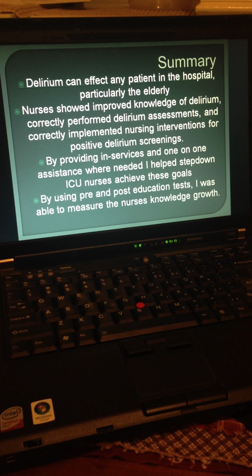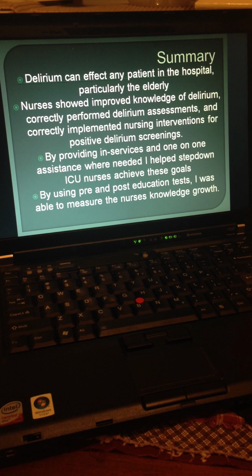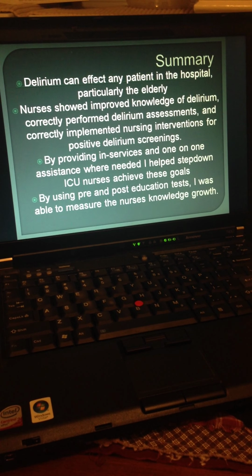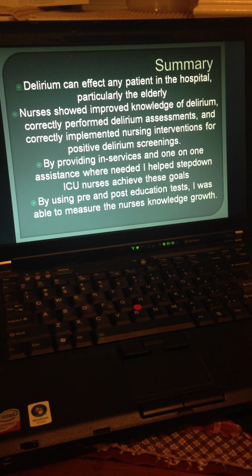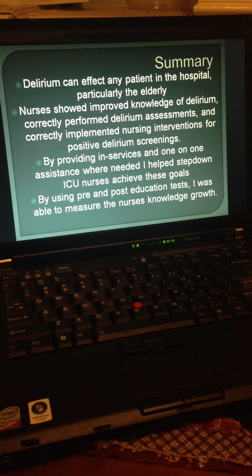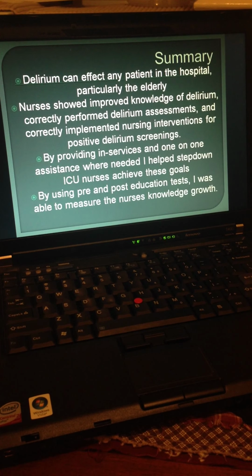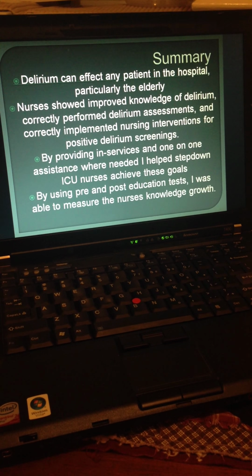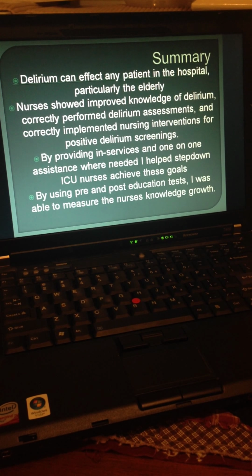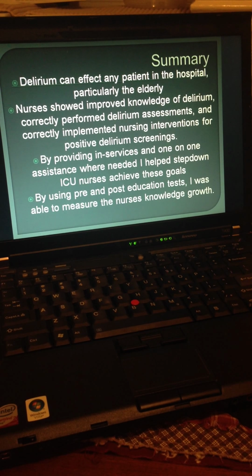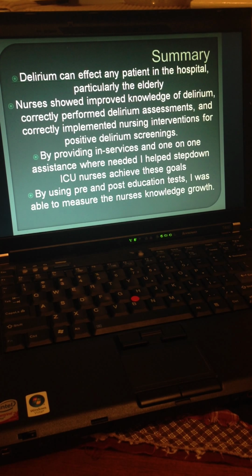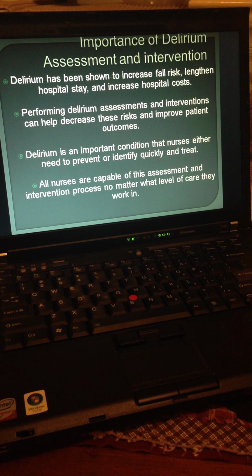Summary: delirium can affect any patient in the hospital, particularly the elderly. Nurses showed improved knowledge of delirium, correctly performed delirium assessments, and correctly implemented nursing interventions for positive delirium screenings. By providing in-service and one-on-one assistance where needed, I have helped step-down ICU nurses achieve these goals. By using pre- and post-education tests, I was able to measure the nurses' knowledge growth.